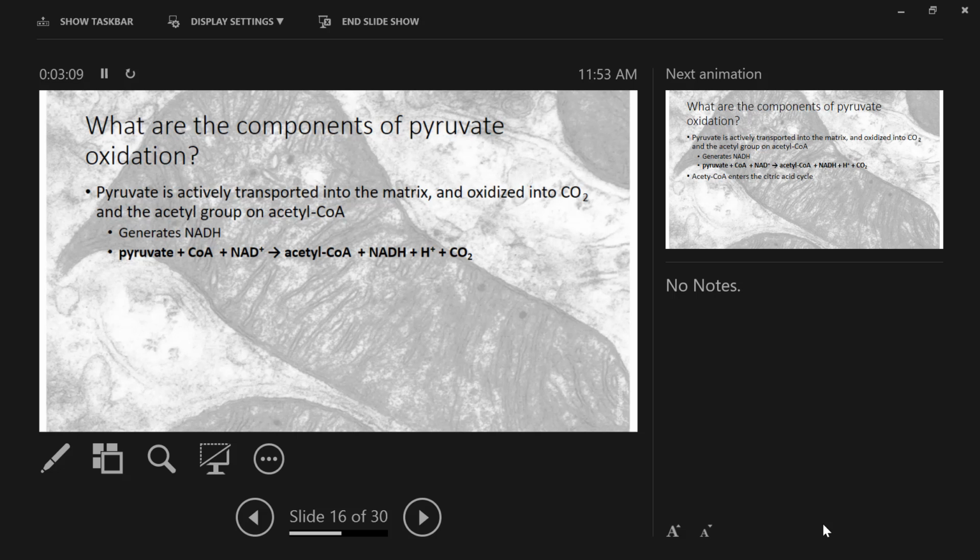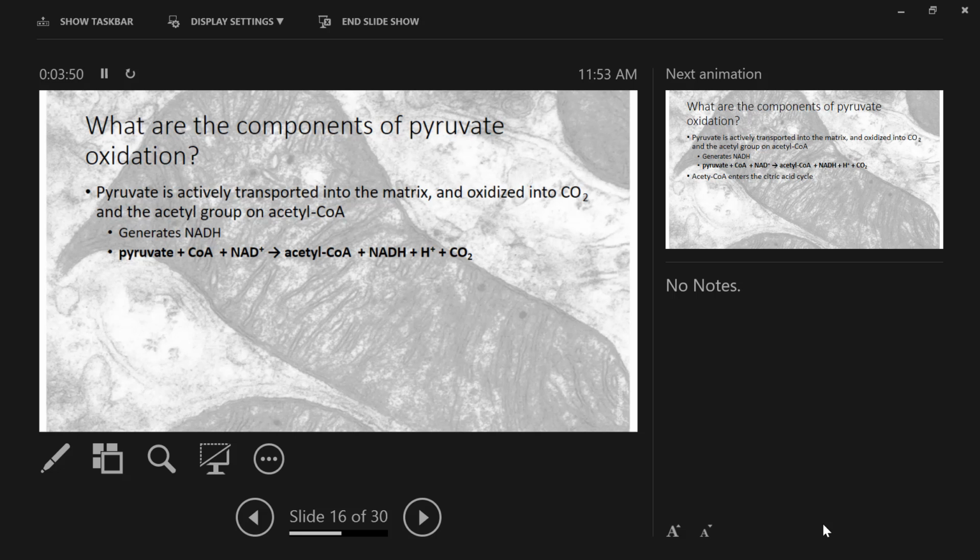Now, for a lot of these reactions we've had so far, I've told you, this reaction doesn't actually happen, but rather is an overview of several reactions. This one's a little different. This reaction actually happens, okay, where we take pyruvate and coenzyme A and nicotinamide dinucleotide, and we produce acetyl-CoA, NADH, a hydrogen ion, and 1 molecule of carbon dioxide. This reaction actually takes place to oxidize one of the carbons from pyruvate. Right? So it's a little different.